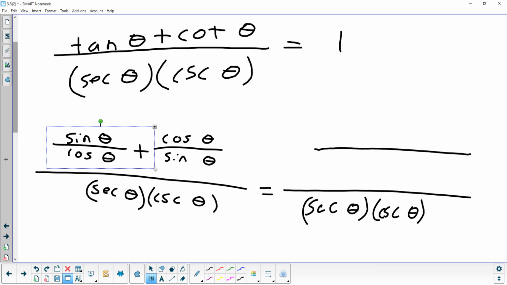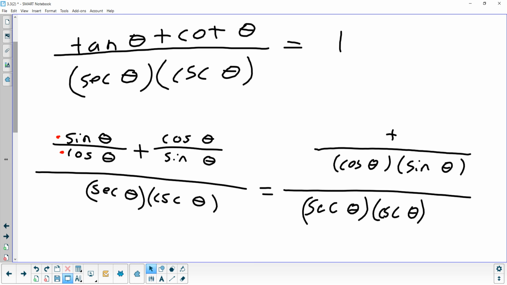It'd be the one on the left, sine, and the one on the right would be cosine. So your common denominator down here is going to be what times what? Sine times cosine, or cosine times sine. The common denominator is the product of the two that you already have. Right? Cosine times sine. Now let's see what's missing.